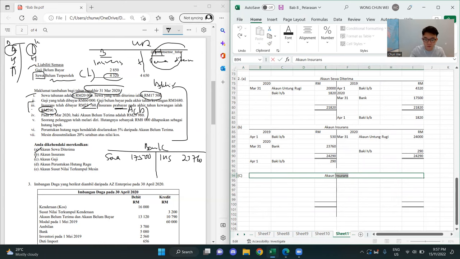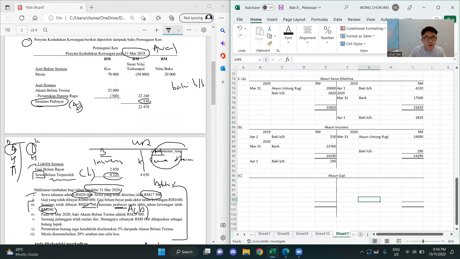Account gaji. So your account gaji in the beginning of the year, look for the gaji. Gaji belum bayar is a liability. Liability is on the credit side. So here, you see, it's super simple, isn't it? So April 1, by the way, this start from 2019, because Baki Awal start from 2019, Baki BB, or you want to put gaji belum bayar here, also can, it's the same thing, 2850.